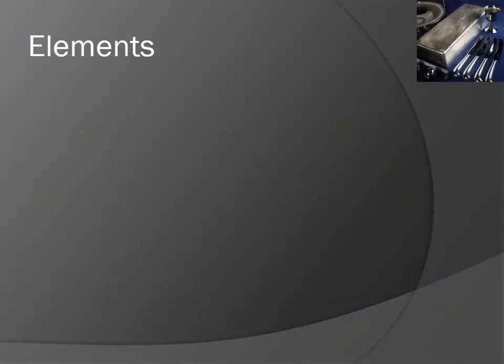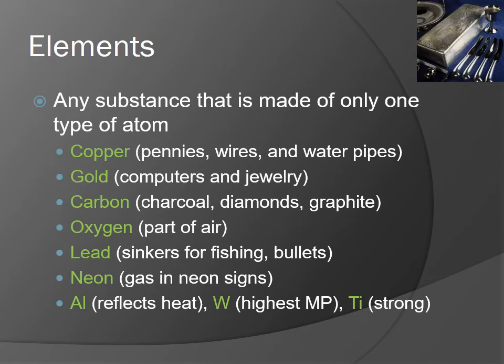Okay, let's talk first about elements. Elements would be any substance that is made of only one type of atom. So no matter what you have in front of you, if it has only one kind of atom, it would be called an element. This is the simplest form of matter. It's what everything out there is actually made of.